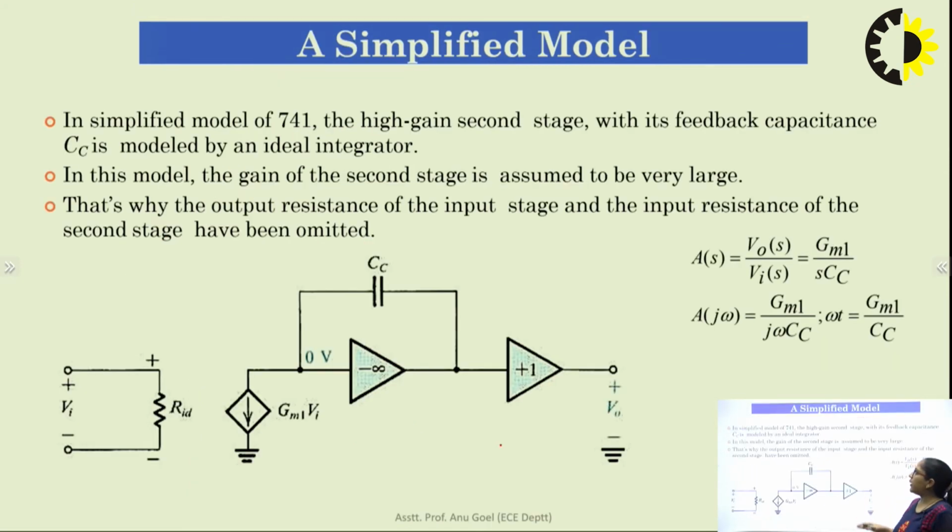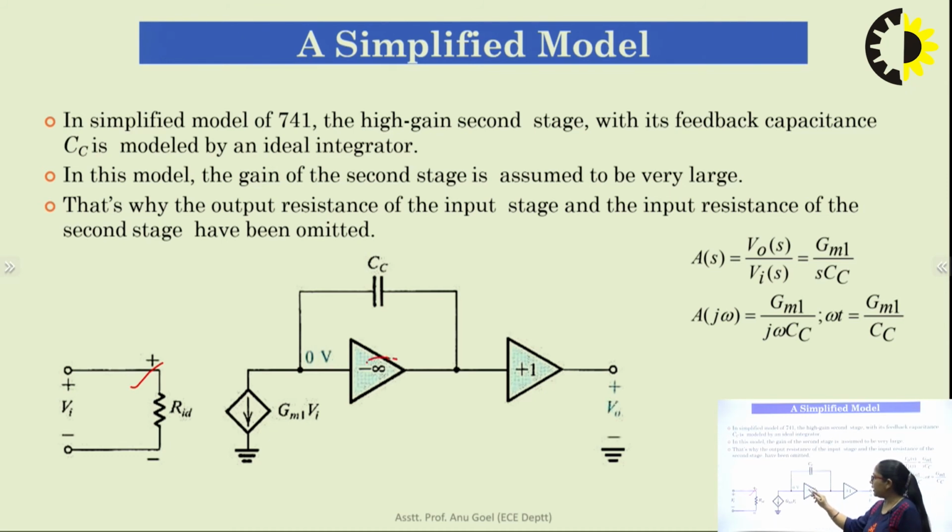Here we have the simplified model of op-amp IC 741. In this model, what we have done is drawn each of the three main stages: the input stage, the second stage and the output stage. The input stage is mainly responsible for providing the high input resistance, which is indicated here, the input differential resistance. Then because the gain of the second stage is very high, we have neglected the output resistance of the input stage and the input resistance of the second stage.